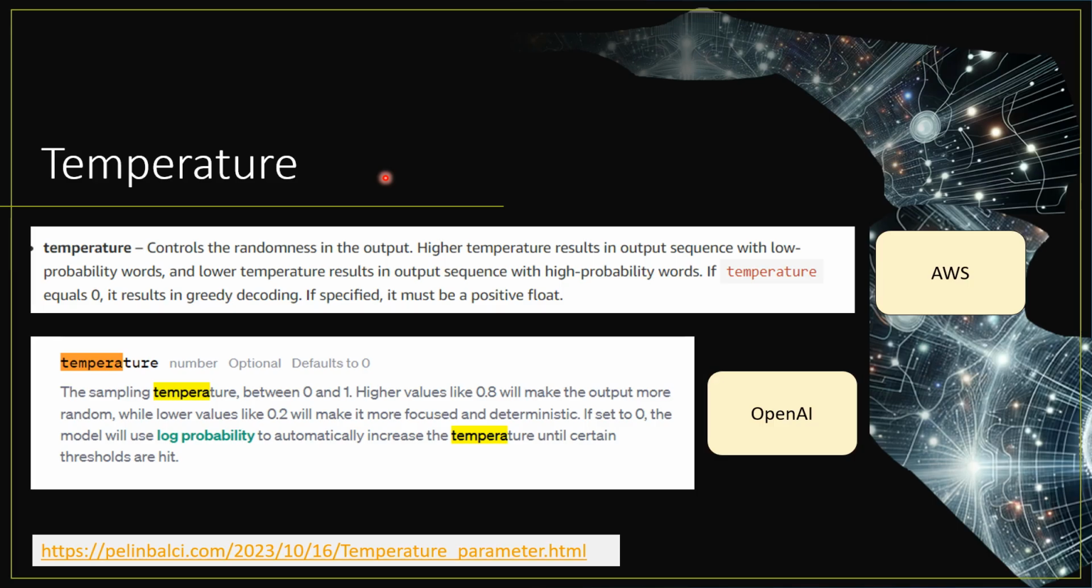The usage of temperature may change in different models. In AWS, there is an article about Flan-T5, and there is not any limitation on temperature value. It says it must be a positive float. On OpenAI's website, they say that the temperature will be between 0 and 1.